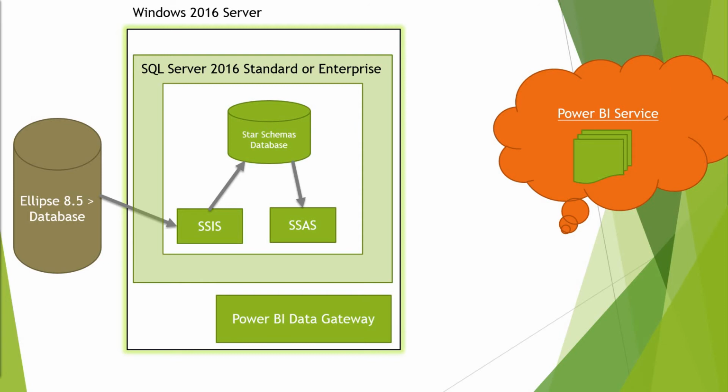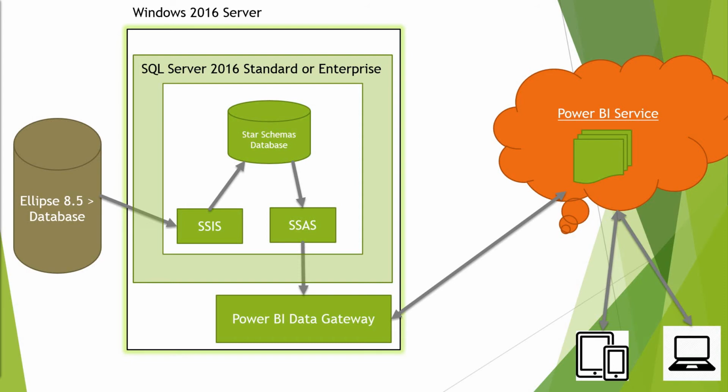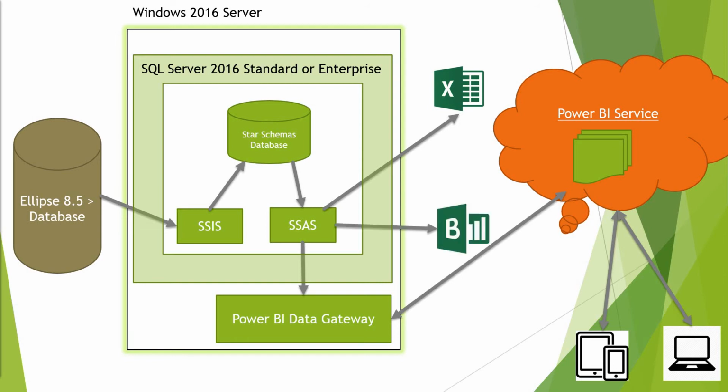SSAS will then load this data into its tabular models, and the Power BI Data Gateway will communicate between the SSAS tabular models and the Power BI service. Then these reports that are hosted on the Power BI service will be able to be consumed by mobile devices and PCs running common web browsers. It will also be possible to connect directly to the SSAS server using either Excel or Power BI Desktop. Power BI Desktop will also be able to connect to the Power BI service directly.